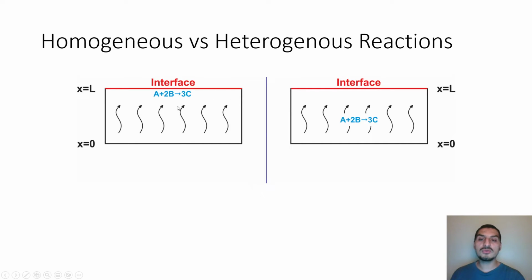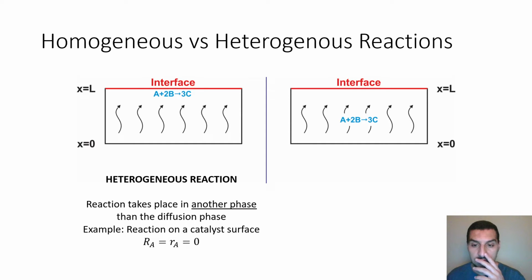So if the components are diffusing, and after diffusion is done they reach the surface or the interface where the reaction takes place, let's say a surface of a catalyst or something like this, then this is a heterogeneous reaction. So the reaction is taking place not in the fluid phase, but in a solid phase, which is this interface. And this is what we call the heterogeneous reaction. So in this case, the reaction term is zero, and as we said earlier, the reaction is a boundary condition in this case.